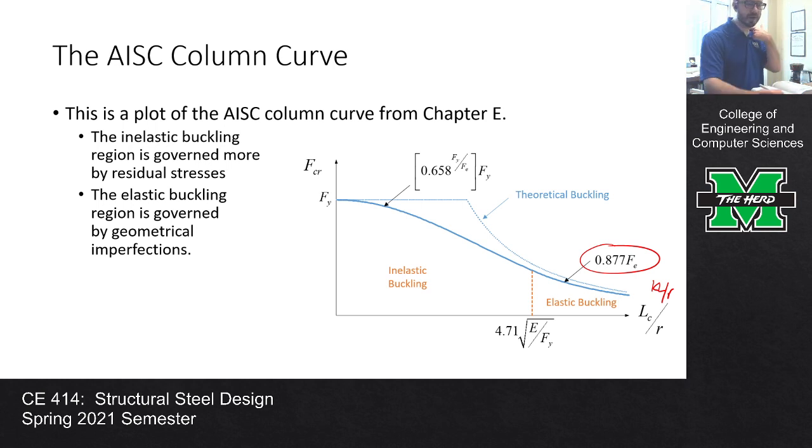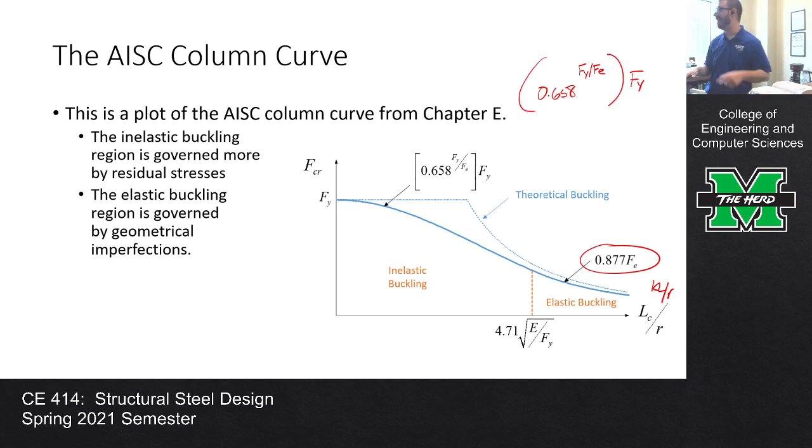And the way that you compute that critical buckling stress is you take 0.658 and you raise it to the Fy over Fe. So that expression there where it says Fy over Fe, you're not multiplying it by that fraction, you're computing that fraction and then you're raising it to that power. And then you take that big old expression and you multiply it by Fy.